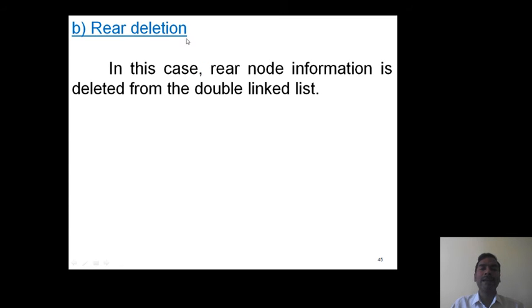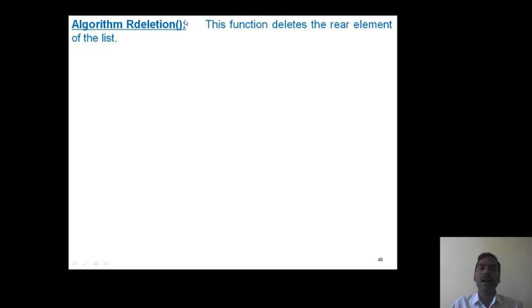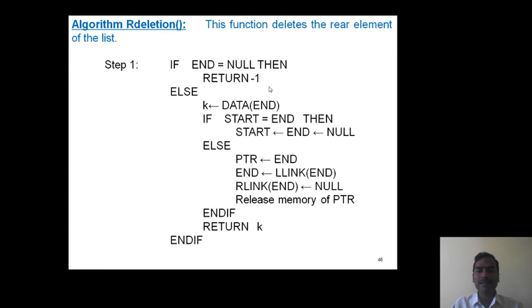Second one, rear deletion. In this case, the rear node information is deleted from the doubly linked list. Now the algorithm R deletion. This function removes the rear element of the list. How is the process? If end equals null, then return -1. Else, now k equals data part of end. If start equals end, then start equals end equals null, else.